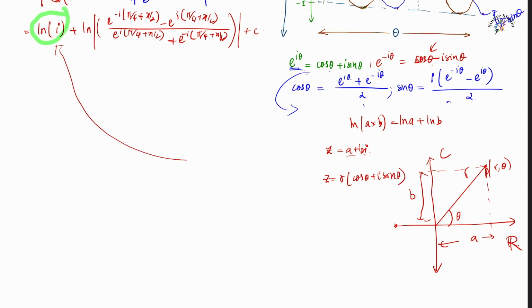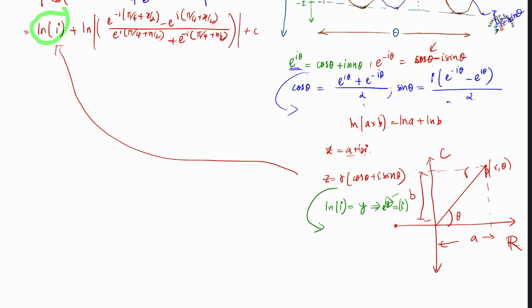And from here, if we say that the ln i value is something like y, then it implies that e raised to y equals i. That means we have to find the value of the exponent here.